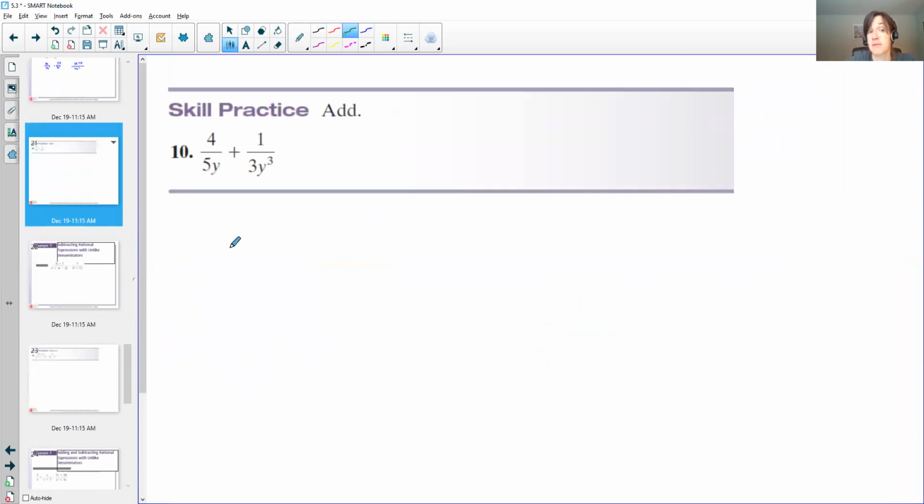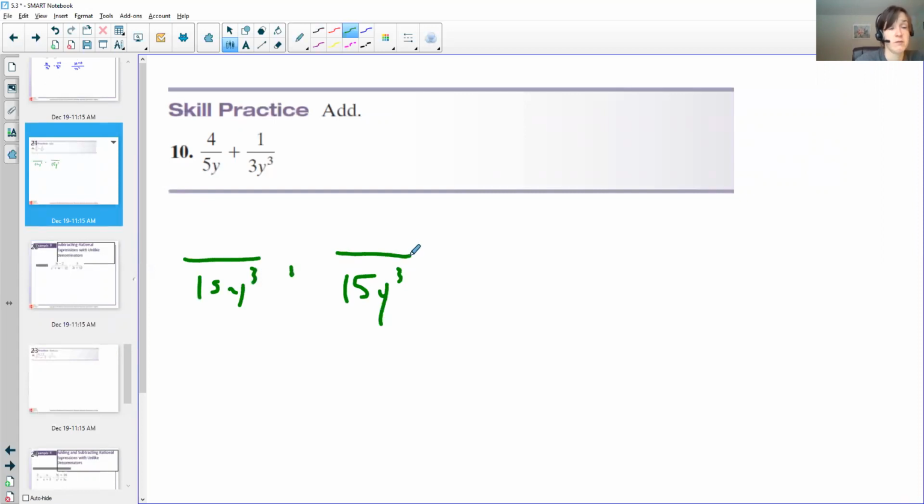Okay. So common denominator. Well, I need a common denominator for 5 and 3. Neither of those is going to work. 15, right? So let's use 15. And the most y's is cubed. So 15y cubed is my common denominator.